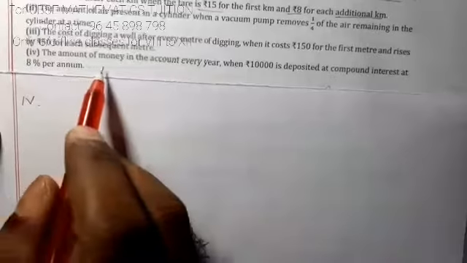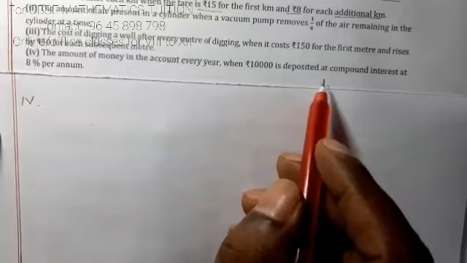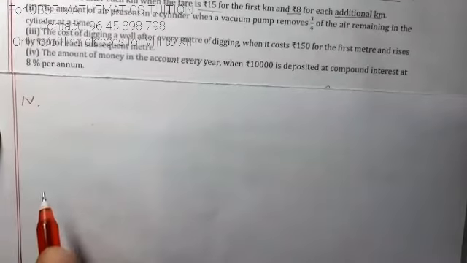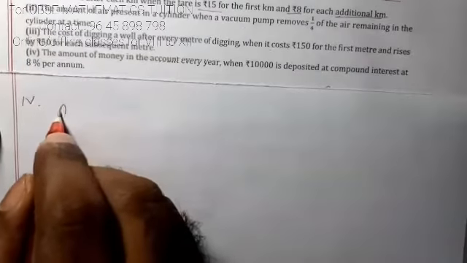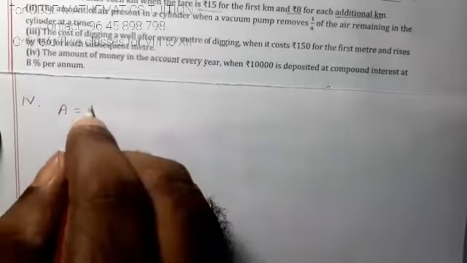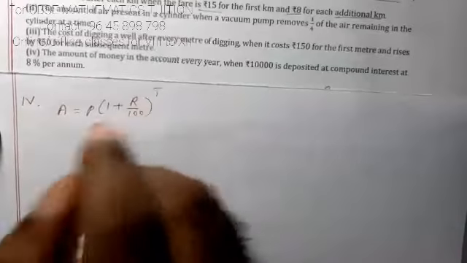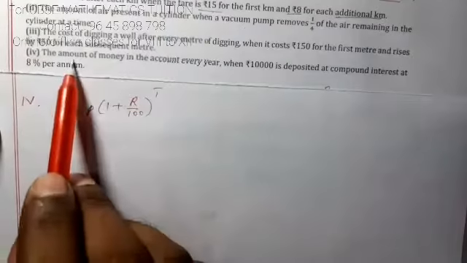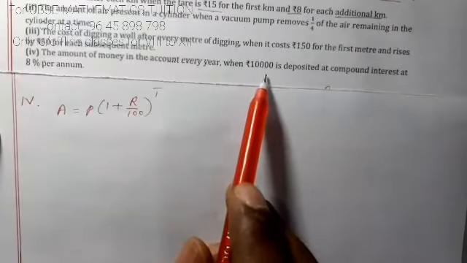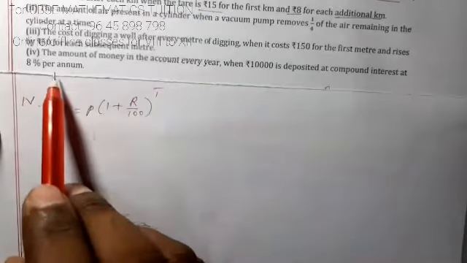Fourth question. The amount of money in the account every year when rupees 10,000 is deposited at compound interest at 8% per annum. In compound interest, we will be finding the amount. We know the equation P into (1 plus R by 100) all raised to T. The amount of money in the account every year when 10,000 is deposited at compound interest at 8% per annum.